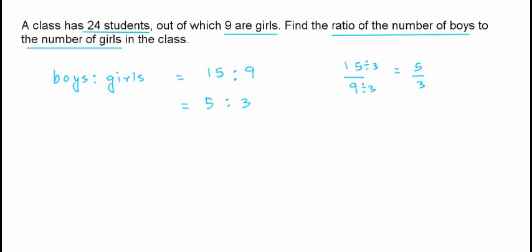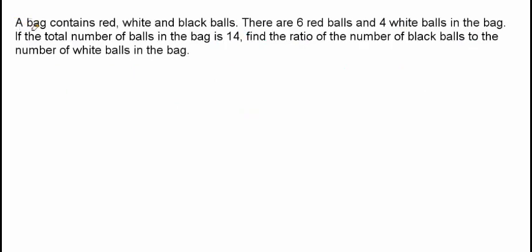Let's look at another one. A bag contains red, white and black balls. There are 6 red balls and 4 white balls in the bag. If the total number of balls in the bag is 14, find the ratio of the number of black balls to the number of white balls in the bag. So we need black to white.